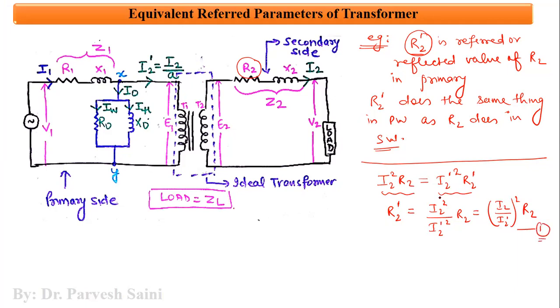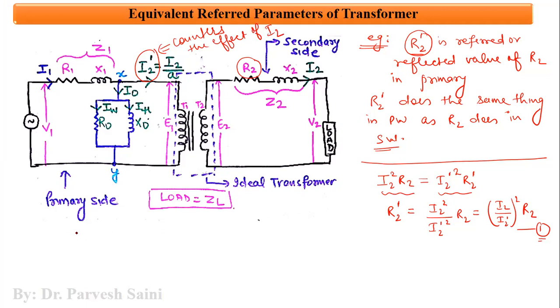So that means the effect of R2 in primary winding can be seen as R2 dash, which is equal to the square of the ratio of the two currents, the secondary current and the primary counter current. So this current basically counters the effect of I2, right?